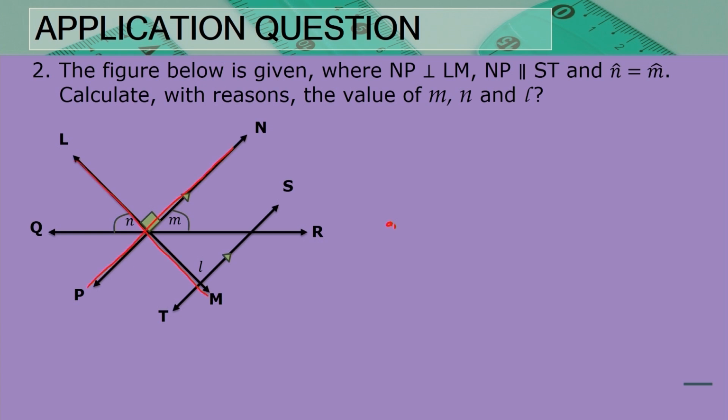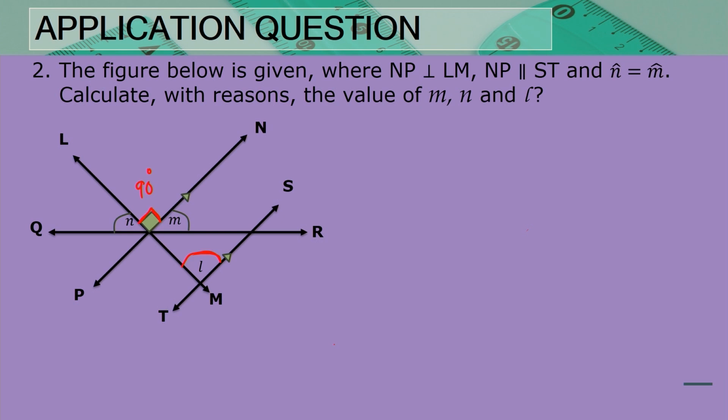Now, do you remember what perpendicular means? It means that they intersect at 90 degrees. So we already know that that angle there is 90 degrees. So let's calculate N, M, and angle L. So we are going to start by calculating N and M.